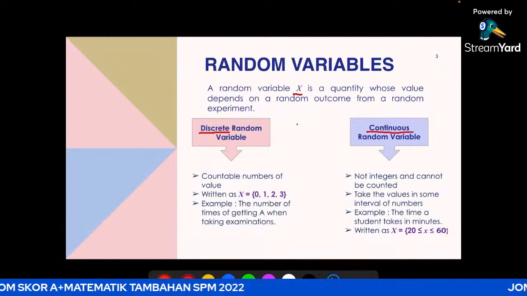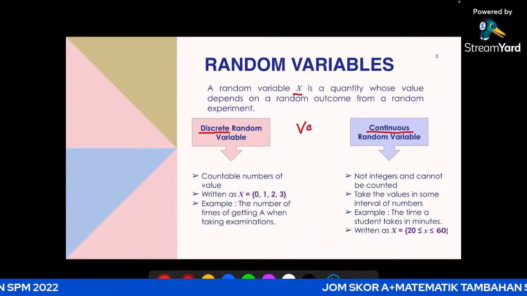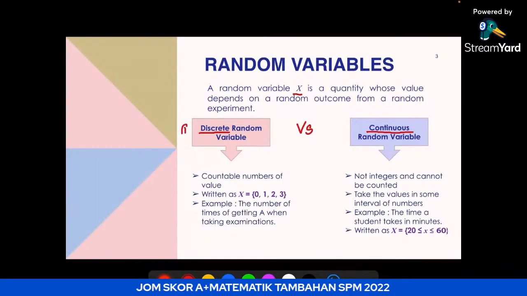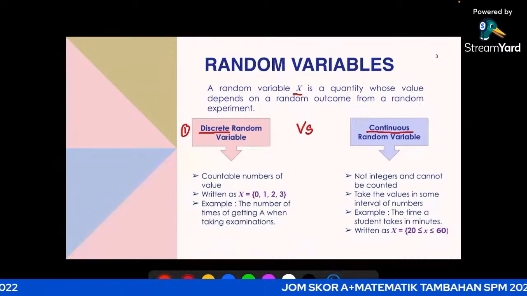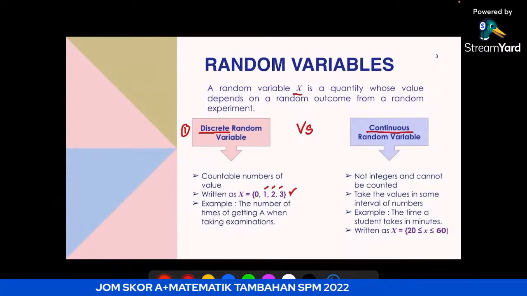From here, we want to know what it means by discrete random variables. We cover this one first. Discrete random variables are known as countable numbers of values, written in set notation as 0, 1, 2, 3, and we consider these as integers.